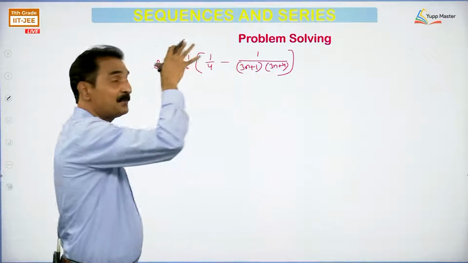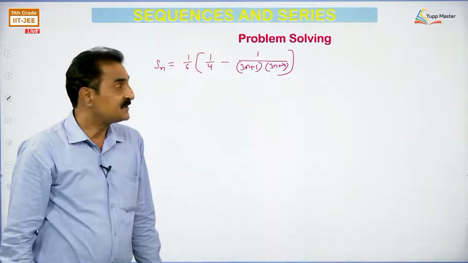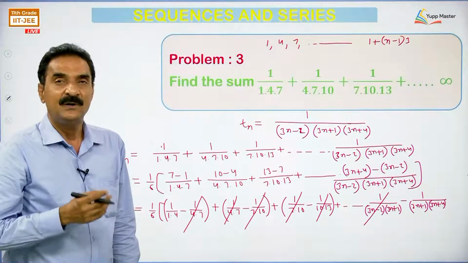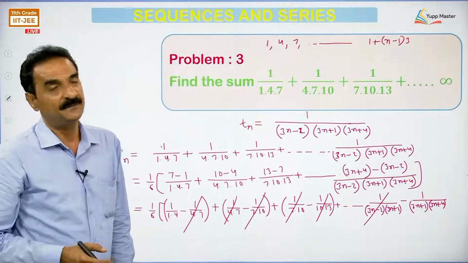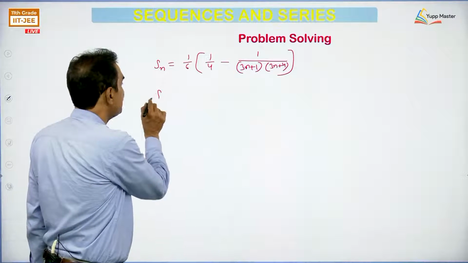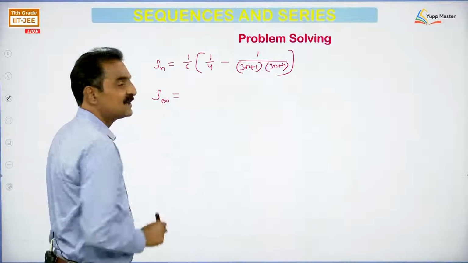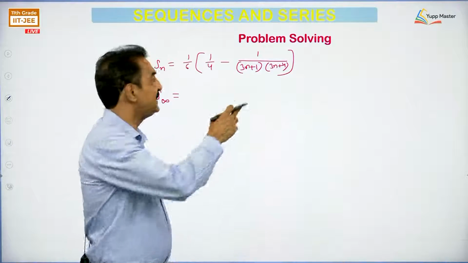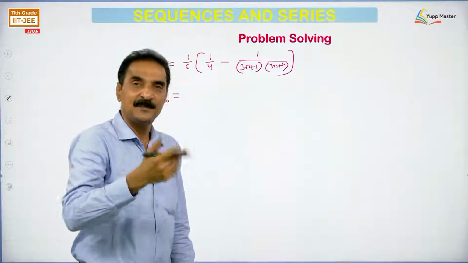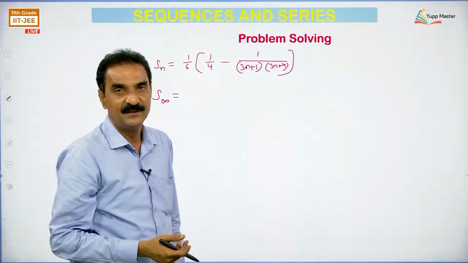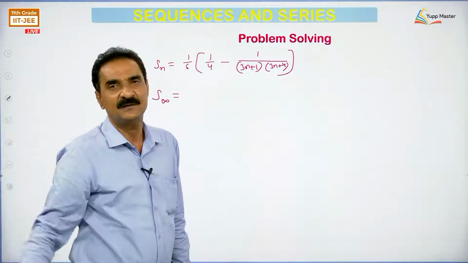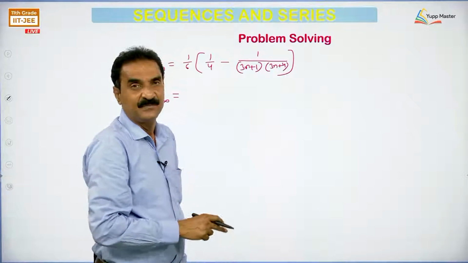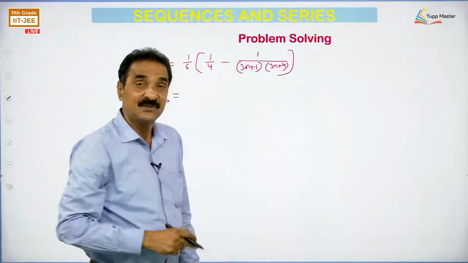This is the sum up to n terms, but what is the asked question? We want the sum up to infinity. Now, if n is approaching infinity, we write the sum as S infinity. When n is approaching infinity, 3n will also be approaching infinity. 3n is also infinity. Infinity means a large number. Okay. So, 3n tends to infinity and 3n plus 1 is also infinity.